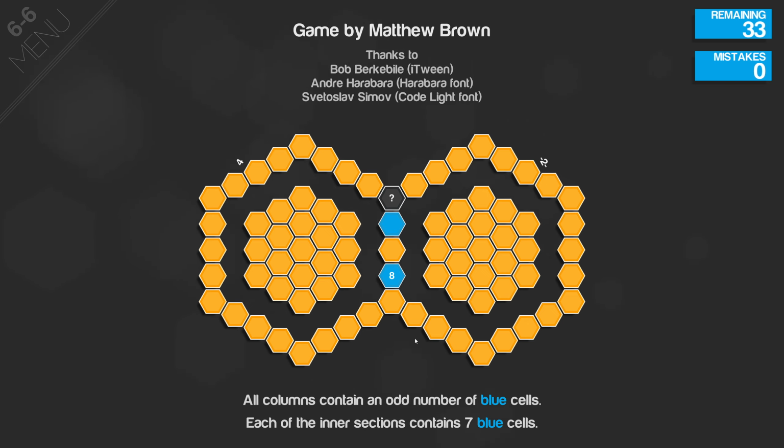All columns contain an odd number of blue cells. Each of the inner sections contains 7 blue cells. Okay, well, we've got so many clues to start with. Contains 2 non-consecutive. Could be any of them. We know we need one of these to be blue because it needs to have an odd number in it. And all of these ones with pairs need individual ones. We need 8 through here, so that's 1, 2, 3, 4, 5, 6, 7. And one of these makes 8, so we can do all that.